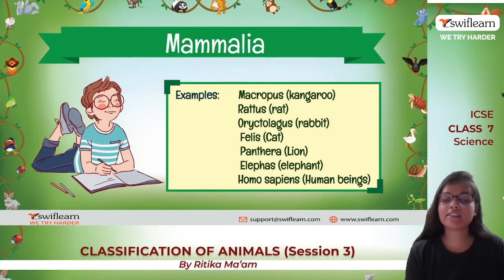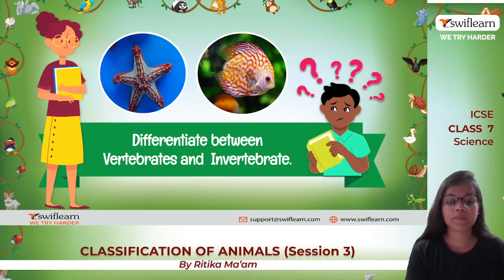So some of the examples of the Mammalia kingdom are Macropus, kangaroo; Rattus, rat; then we have Oryctolagus, which is rabbit; then Felis, cat; Panthera, which is lion; Elephas, which is elephant; and Homo sapiens, we as human beings.